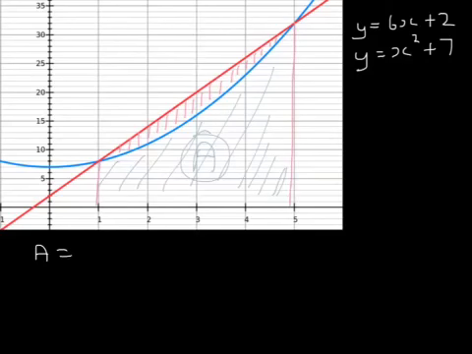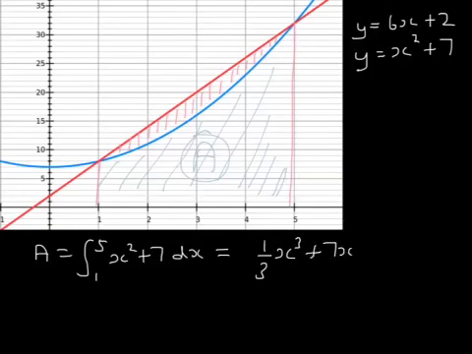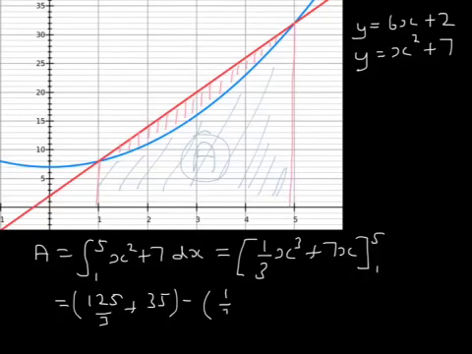area A is the integral from 1 to 5 of x squared plus 7 dx. It's from 1 to 5 because that's 1 and that's 5. So I'll put in 1 and 5. So I need to integrate x squared, that's a third x cubed. I need to integrate 7, that's 7x. I need to substitute in 1 and 5. So that's 5 cubed over 3 plus 35 minus 1 cubed over 3 plus 7. And that works out to be 208 over 3.